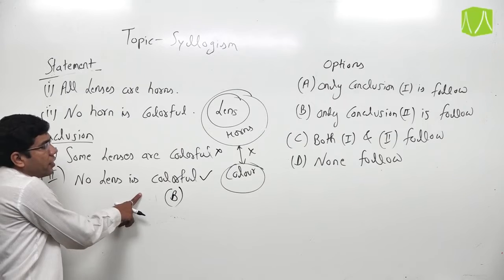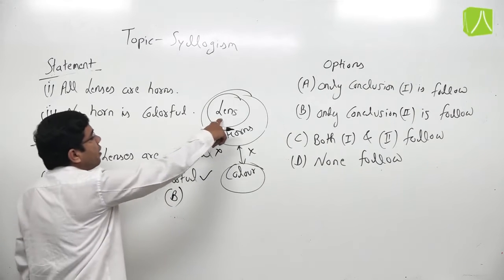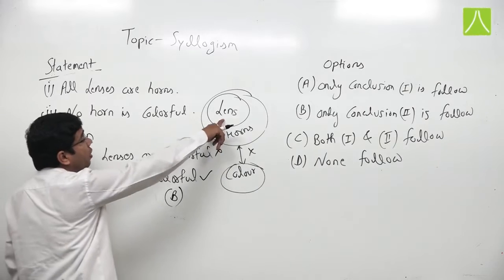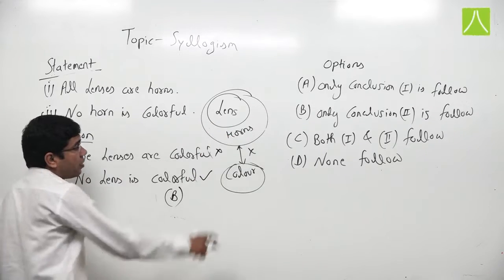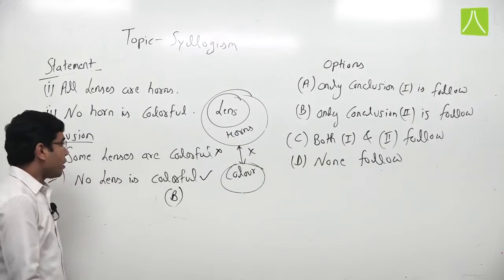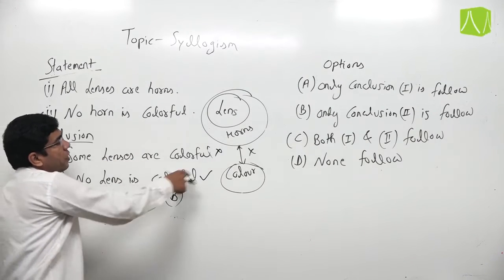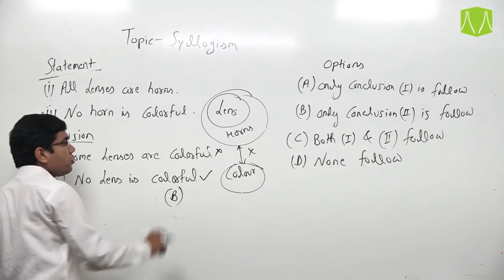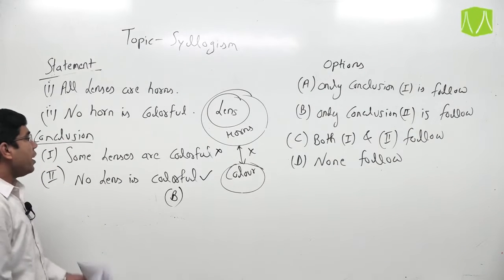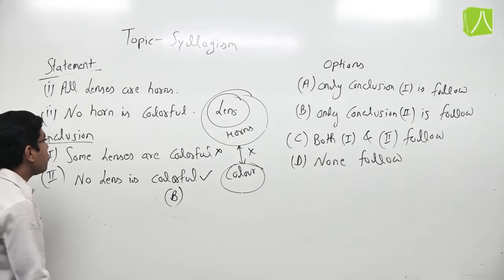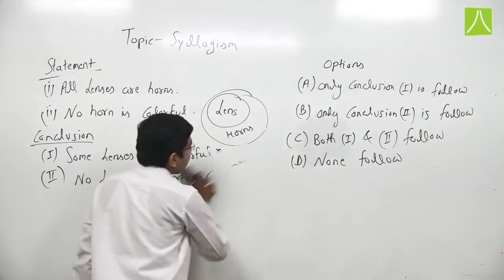No lens is colorful because lens cannot be connected with color in any condition, because all lenses are covered by horns and horns cannot connect with color. And this conclusion is positive. Some lenses are colorful: lens and colorful are not connected. So conclusion 1 is not correct with the help of the basic diagram. So for this question our answer should be option B.